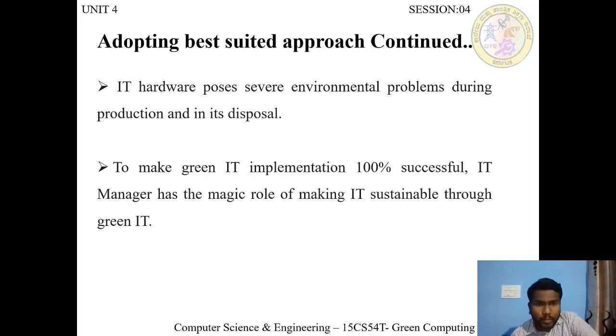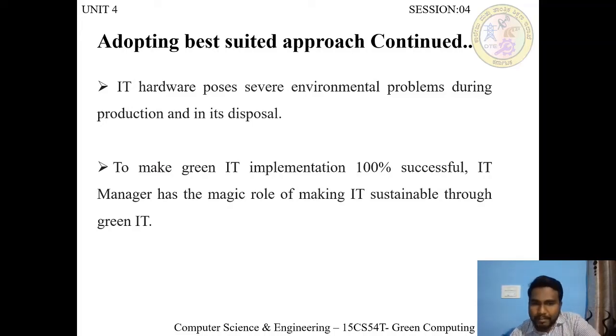IT hardware poses severe environmental problems during production and its disposal. Like we said in the earlier session, a product should be taken care of very carefully from the stage of design or choosing the raw materials to its disposal stage. Only then will the product be considered a better one. So IT hardware and the circuits are very crucial in this.